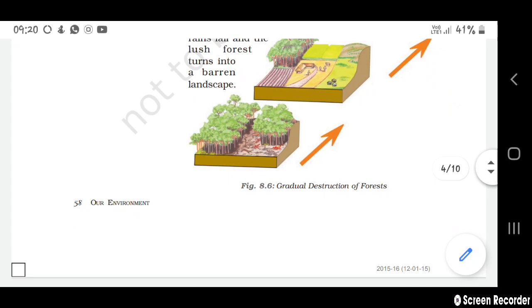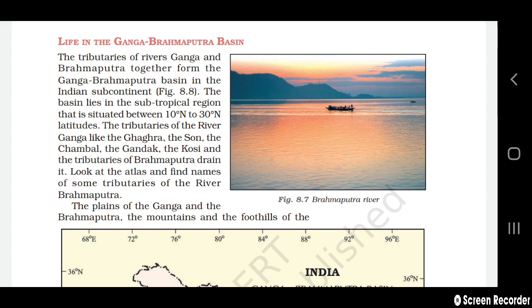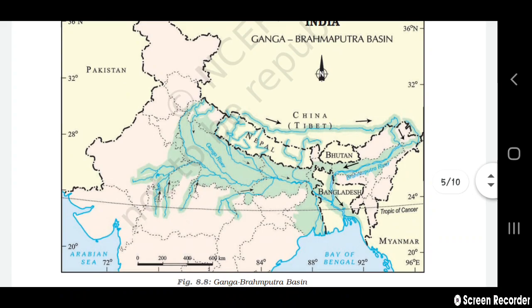Next, life in the Ganga Brahmaputra basin. Let us come to India now. The tributaries of the rivers Ganga and Brahmaputra together form the Ganga Brahmaputra basin in the Indian subcontinent, and the basin lies in the subtropical region, situated between 10 degrees north and 30 degrees north.